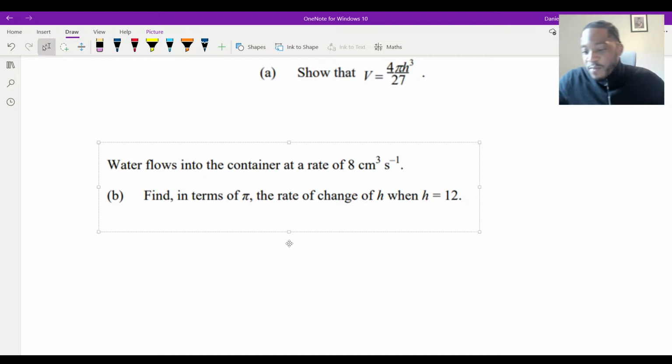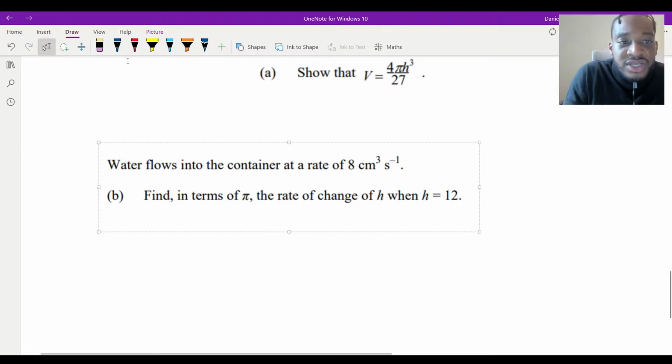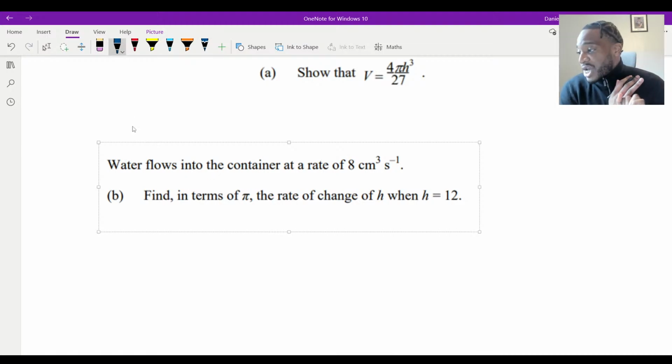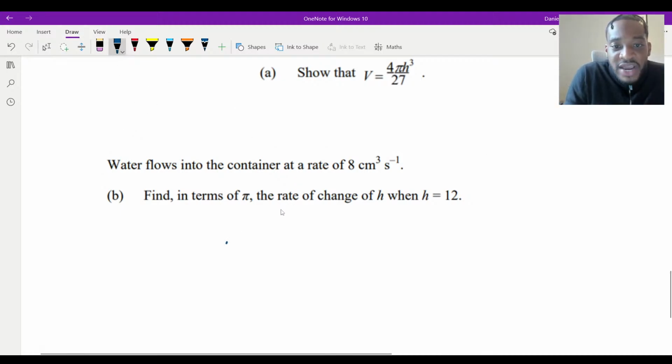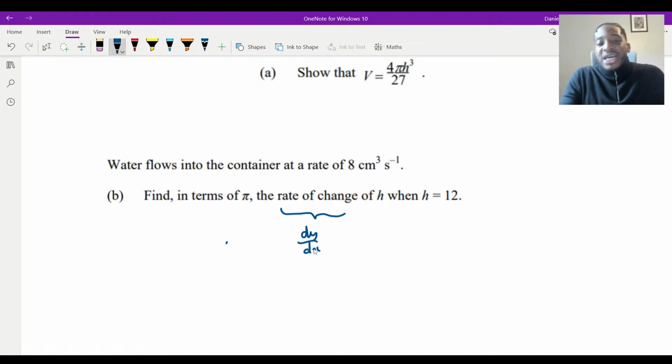All right, cool. No problem. So let's do this. It says water flows to the tank, so we need to find the rate of change of h. Now, remember, when you're dealing with these types of questions, guys, if you ever see that word rate or rate of change, this is just dy over dx. It's a derivative. To contextualize it, it's the rate of change of h that we're looking for. So we're looking for dh by dt.